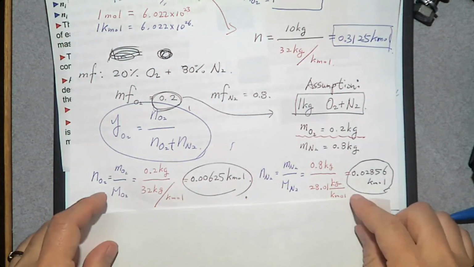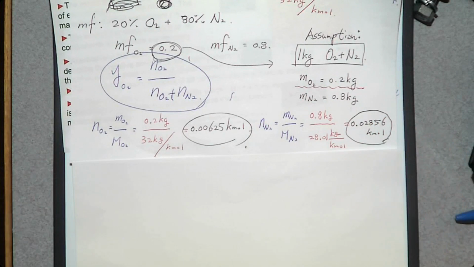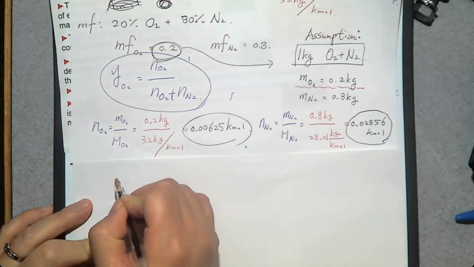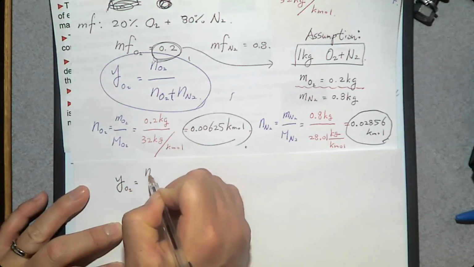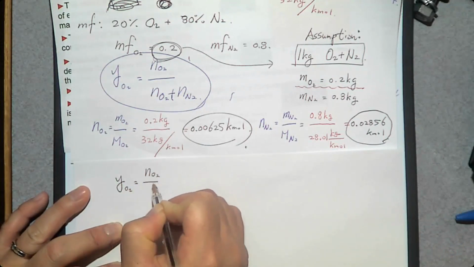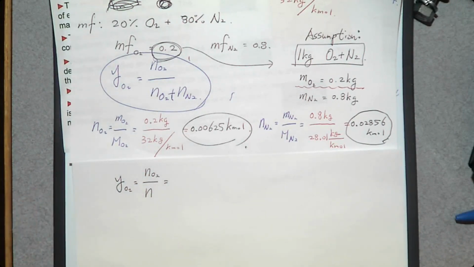Then you just calculated the number of moles of nitrogen and oxygen in a mixture of 1 kilogram, if you know the mass fractions, which is 20% and 80%. Now you can determine the mole fraction. The mole fraction of oxygen is going to be the number of moles of oxygen divided by the total number of moles. So what is the number of moles of oxygen?